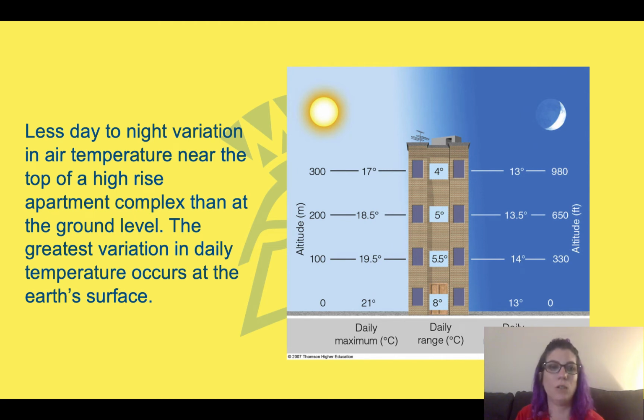This is also a nice representation of the day and night temperature change, the distribution of the temperature changes. Here are our daytime temperatures, and here are our nighttime temperatures. This is the ground floor, the bottom of the building, and then we go up in altitude, 980 feet or 300 meters, at the top of the building. You can see that there's a daily range of 8 degrees at the bottom of the building, but at the top of the building it's actually 4 degrees. So there really isn't as much of a daily change higher up as there is right down at the surface.